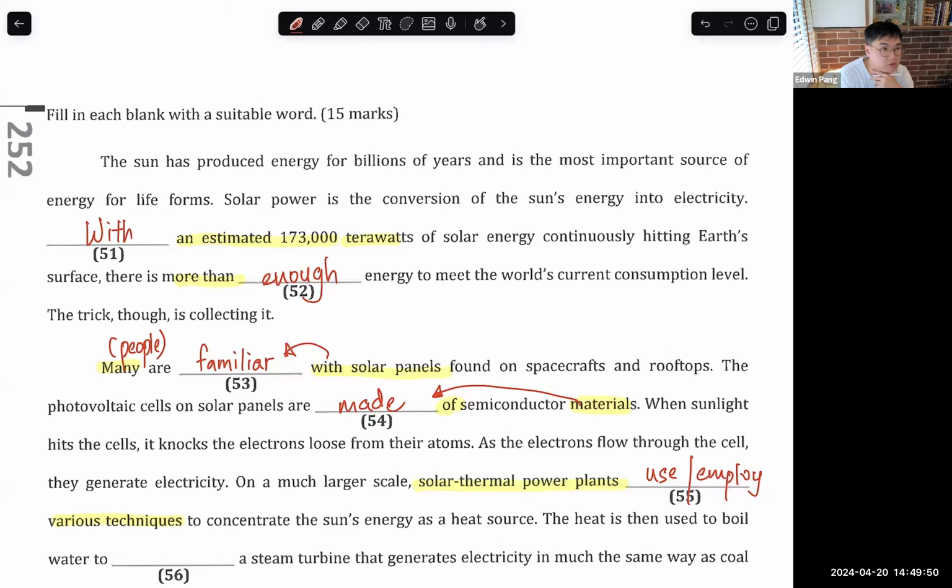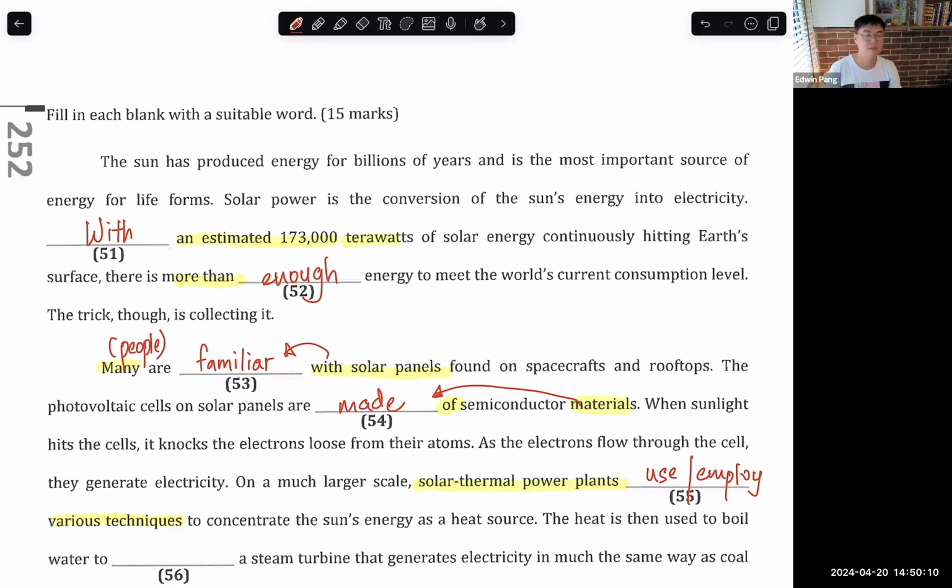I think built. No, absolutely not. Many are built with solar panels. You mean people are built with solar panels? It doesn't make sense, okay? Please test the logic of your answer. You have to think about it, that's why I wrote the word bracket with people there. Can you see I wrote bracket people there?